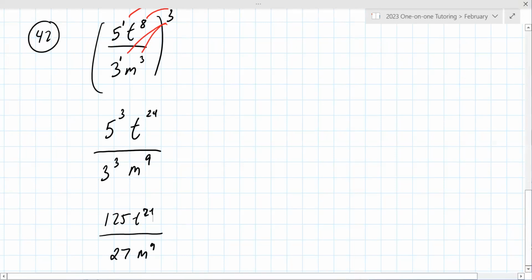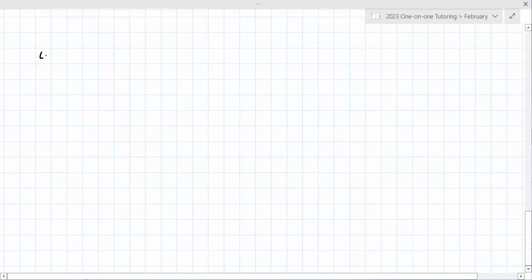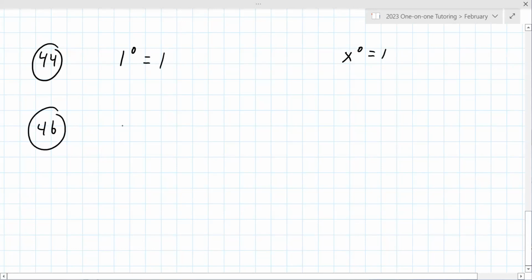I guess we're moving on to 44. 1 to the power of 0. Anything to the 0 power is always 1. Okay, but it's just whatever is to the power of 0. So in 46, it's in parentheses, minus 9s. It could be a bunch of things. If it's to the power of 0, everything inside the parentheses turns into 1. Yes. Okay.